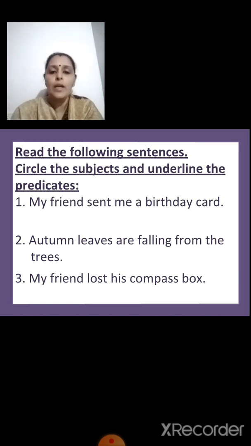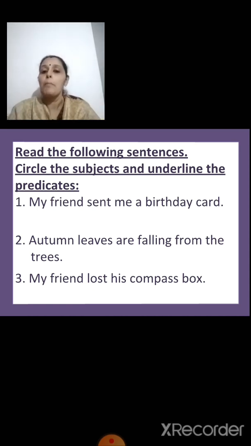Now, when I read out the sentence, you will think of the answer in your mind, and when I give you the answer, you are going to check whether you have got it right. Yes? So, the first one is, my friend sent me a birthday card. Now, whom are we talking about here? We are talking about my friend. So, what is the subject here?